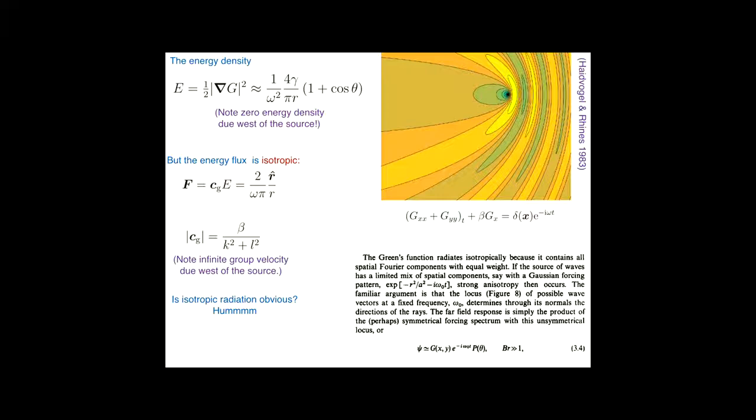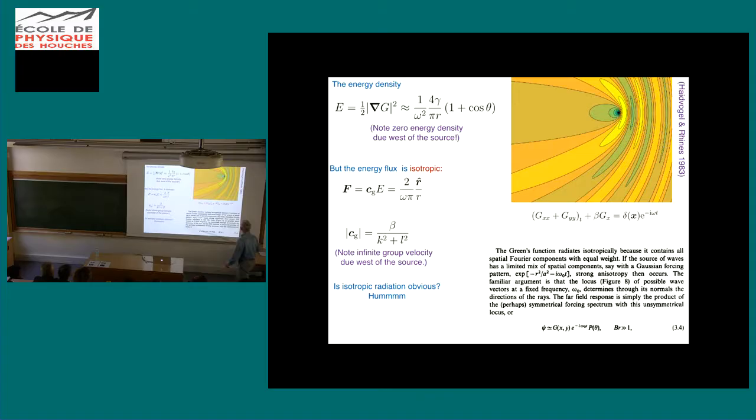Well, you can really beat this problem to death, which is what Haidvogel and Rhines did in 1983 in a nice little paper. You can, for instance, calculate the energy density of the radiated field. It's just the kinetic energy of the Rossby waves. You'll notice it decreases like 1 over r. That's kind of what you'd expect from the 1 over r decay of energy away from a source. Because the perimeter is growing like r, all the energy which has been injected at the point source has to escape to infinity. That's consistent with the 1 over r. But there's a 1 plus cosine theta, which is 0 due west of the source. So there's no energy density due west of the source, where 1 plus cosine theta is 0, and on the other side, 1 plus cosine theta is equal to 2.